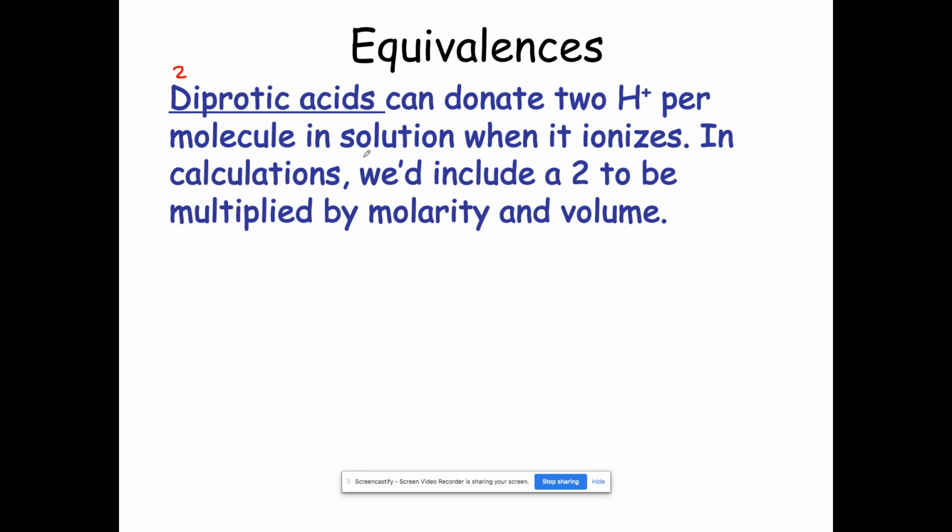So what are examples of diprotic acids? So let's take a look on table K. Diprotic acids would have 2 hydrogens. So that would be sulfurous acid, sulfuric acid, carbonic acid. Okay, so these, because they all have 2's right here, those are going to have a 2 of equivalence.